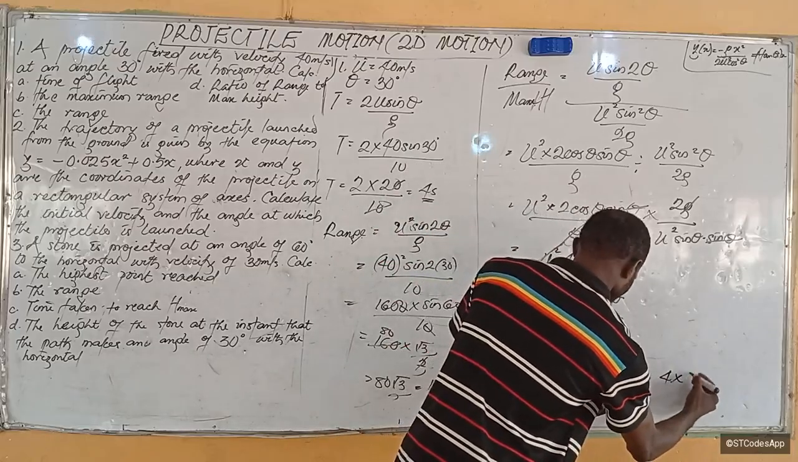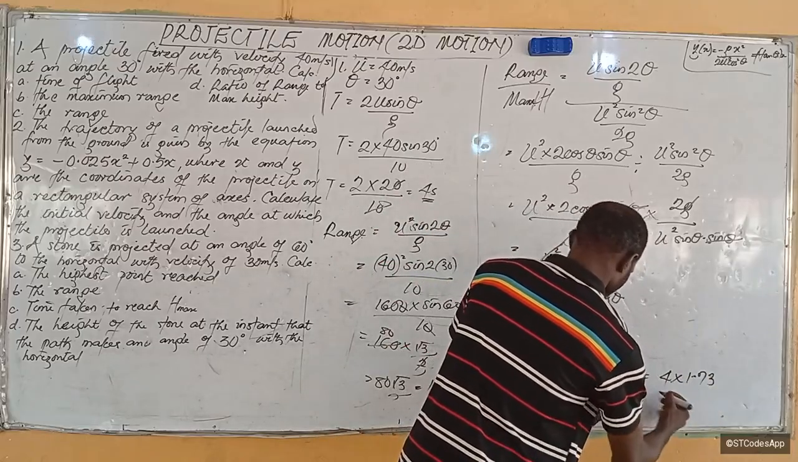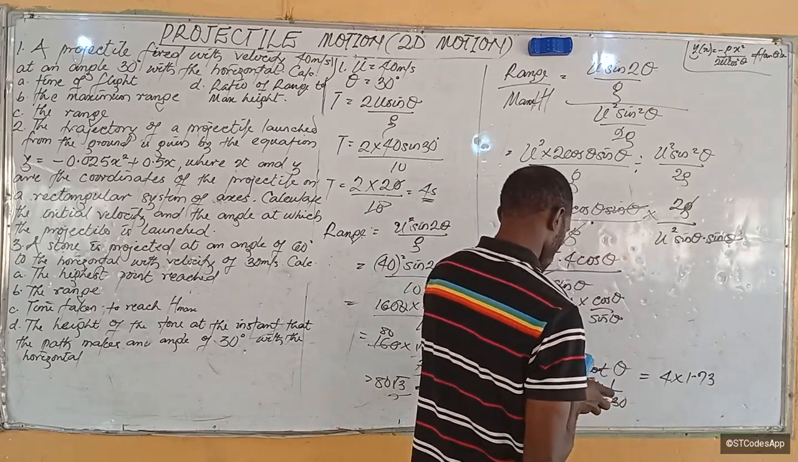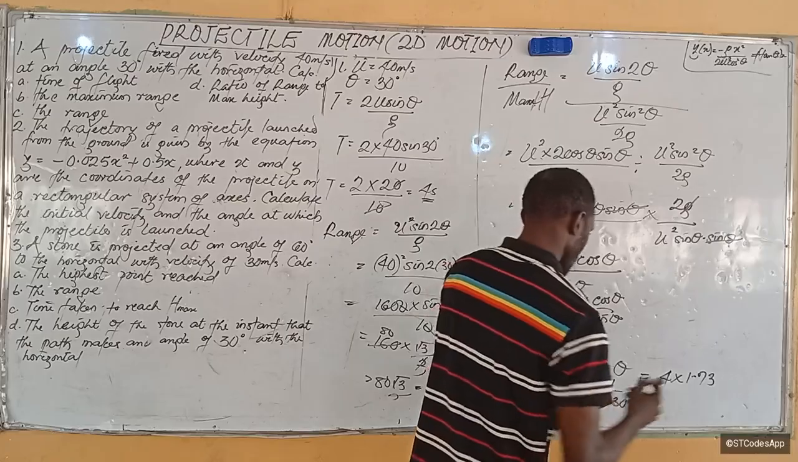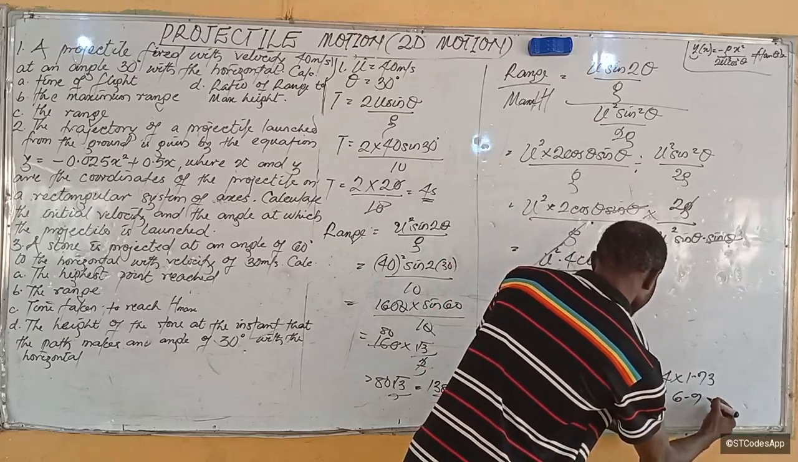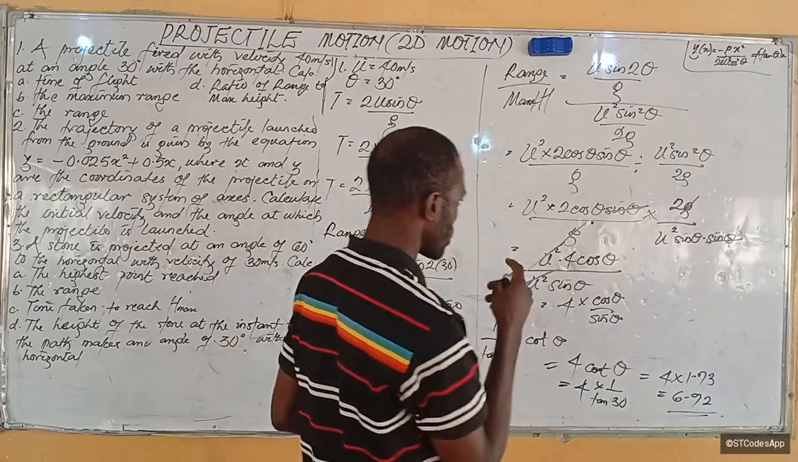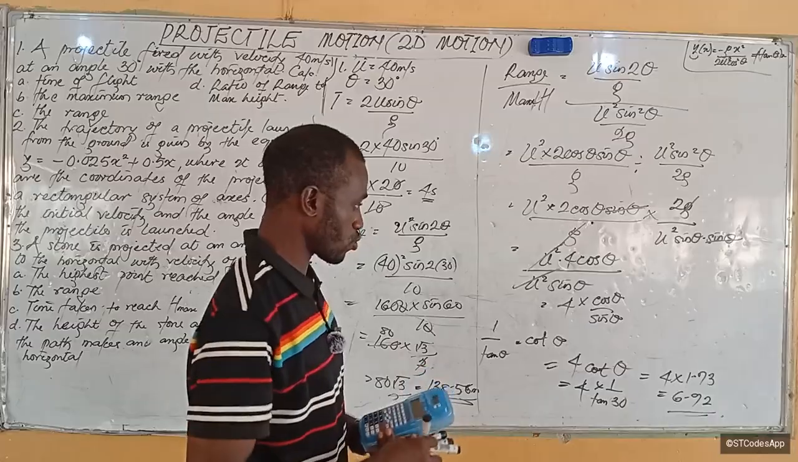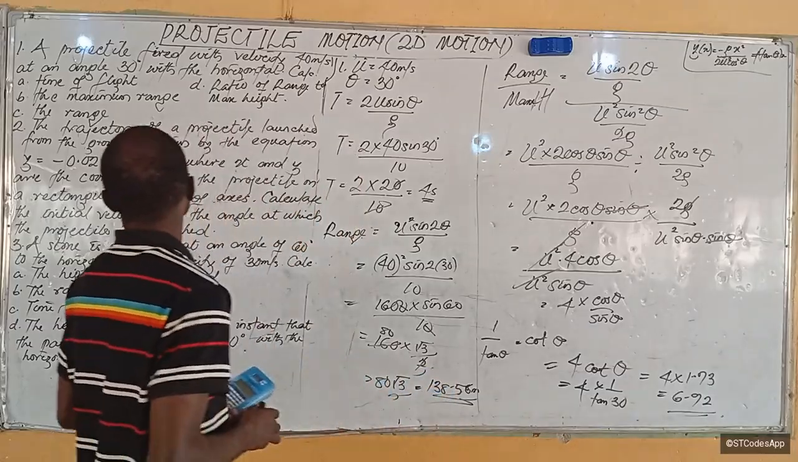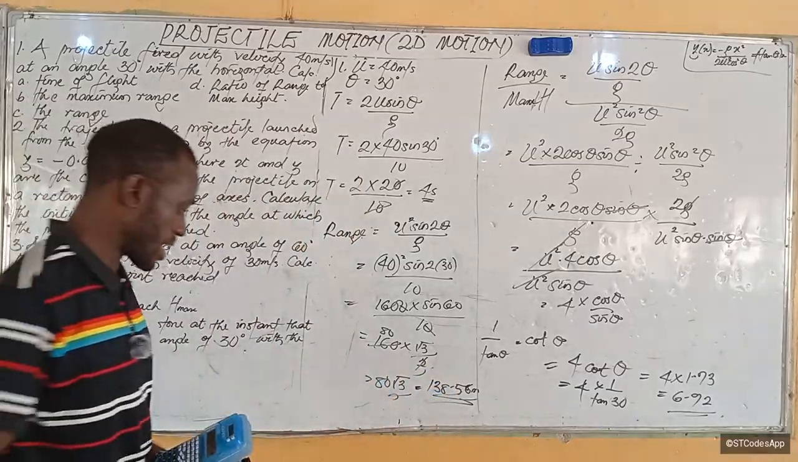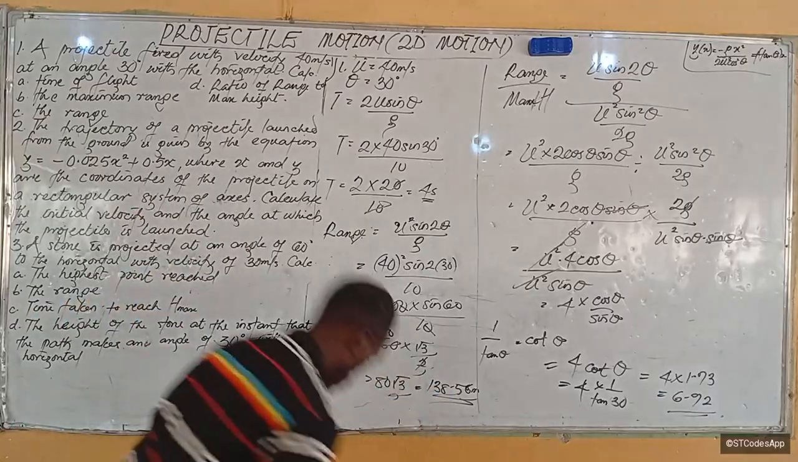So the answer is 4 times 1.73, which is 6.92. So the ratio is 6.92. Okay? So that is that. Now let's go to the second question.